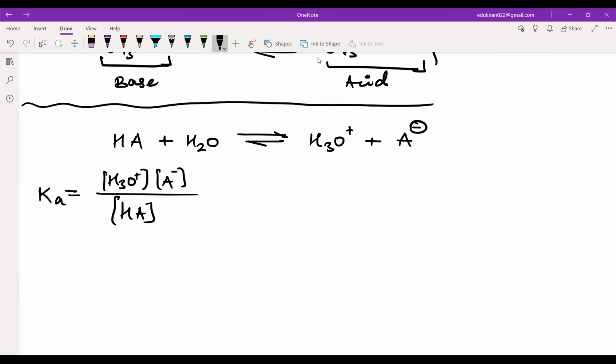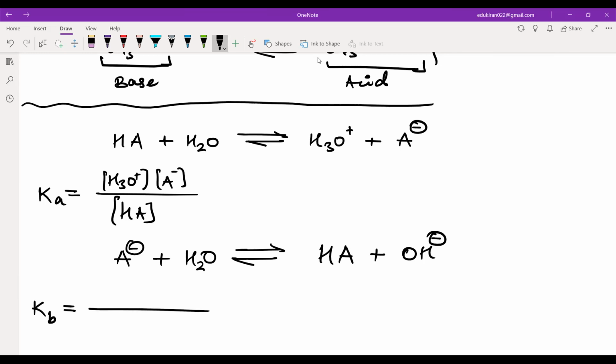Similarly, this is the acid reaction. If I write the conjugate base reaction, A negative reacts with H2O and abstracts the H from H2O, and it will become HA plus OH negative. So it abstracted one of the H plus ions from the H2O, and it gave OH negative. For this, I can write the Kb, which will be equal to the concentration of HA into the concentration of OH negative divided by the concentration of A negative, right? And we don't write anything about the H2O because it is a pure liquid.